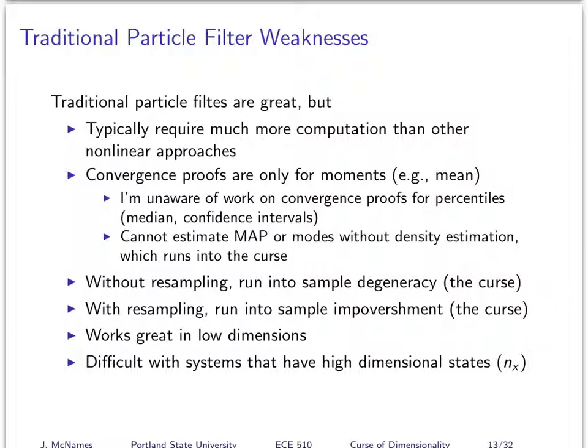This is just a recap of a lot of the points we've made. Traditional particle filters are great. They require a lot of computation. The convergence proofs are for moments, but usually we don't want to use a moment. We have to resample, but if we resample, then we become blind to certain regions of the space.